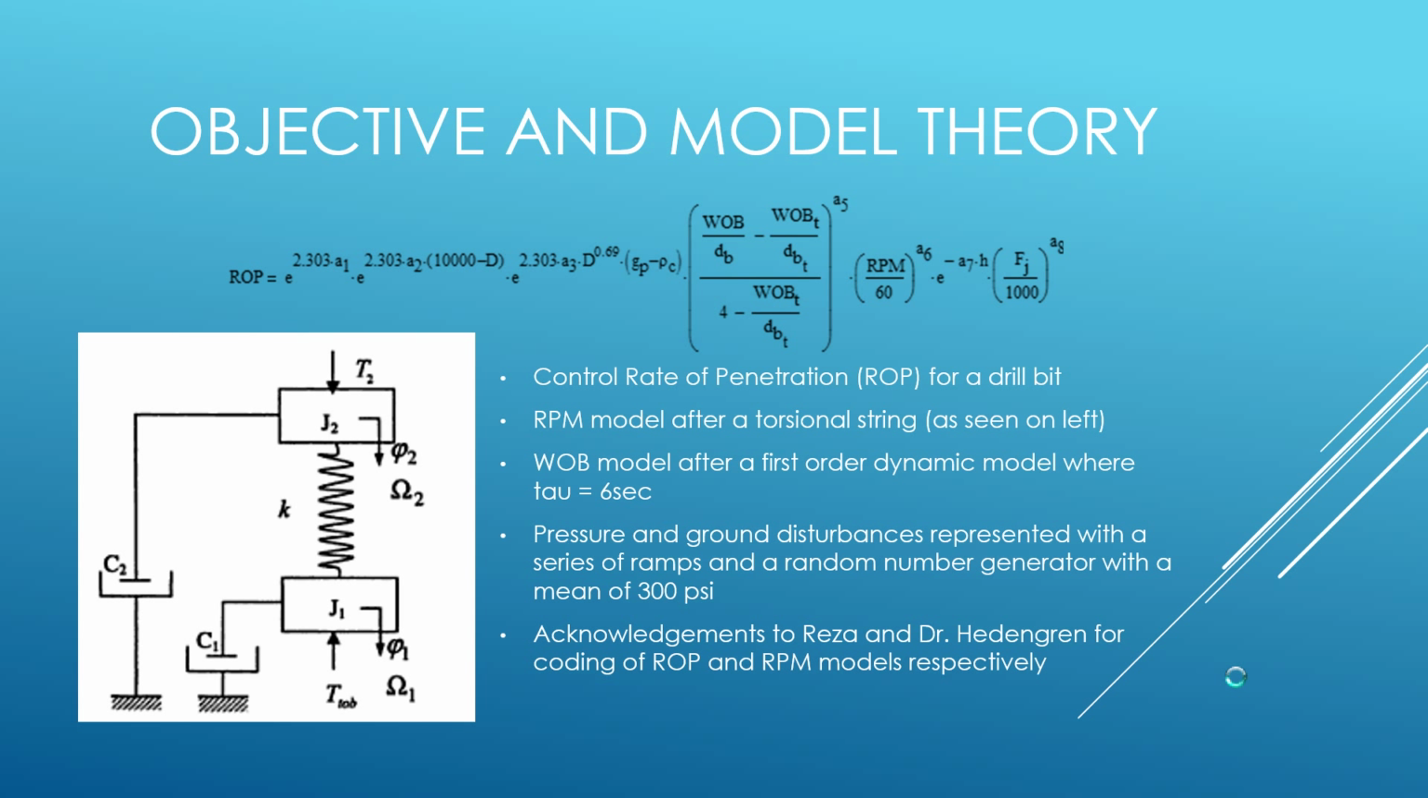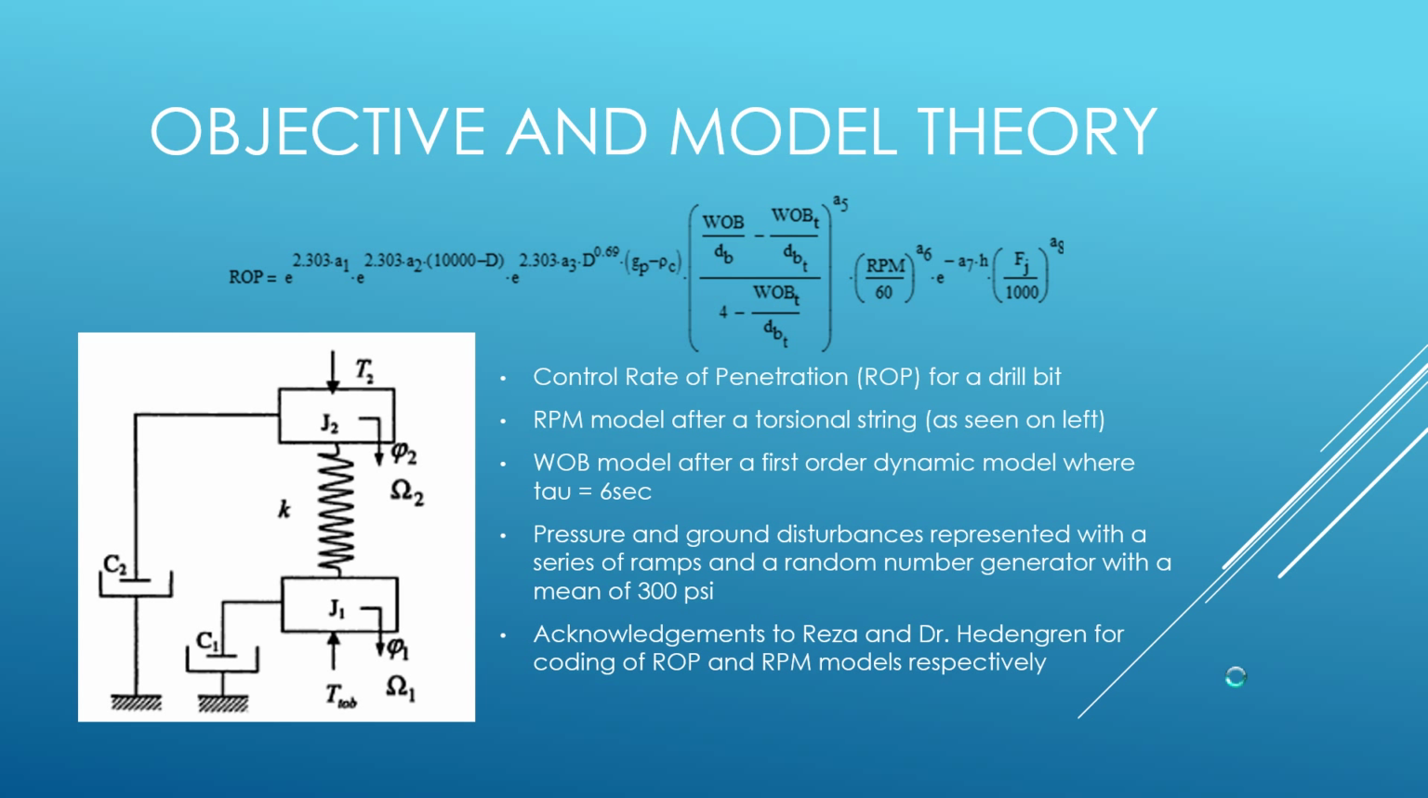And so what we needed to do was develop dynamic models for the weight on bit and the RPM. Originally, we developed both models as simple first-order models, where the weight on bit at the bottom was equal to the weight on bit at the top times 1 minus e to some negative time constant s or t. That worked effectively for the weight on bit, and we were able to come up with a tuning parameter for that with that tau. But for the RPM, it wasn't a very accurate model, and more research showed that the RPM could be better modeled as a torsional string.